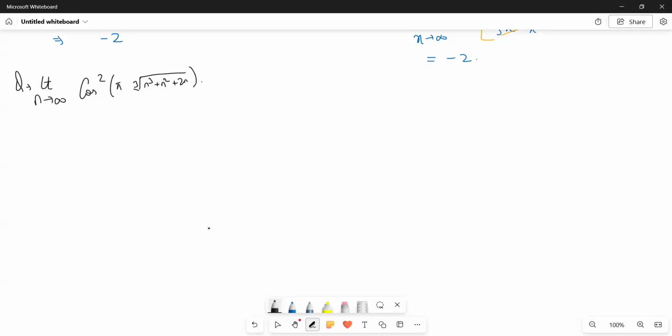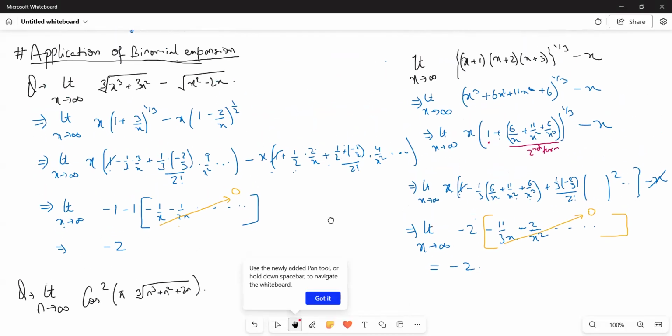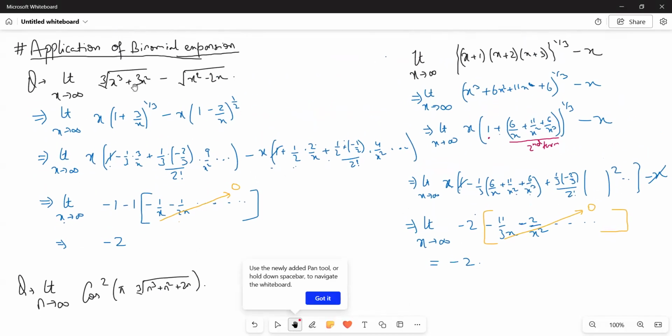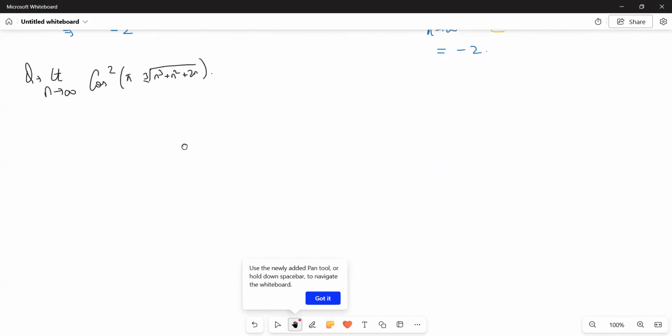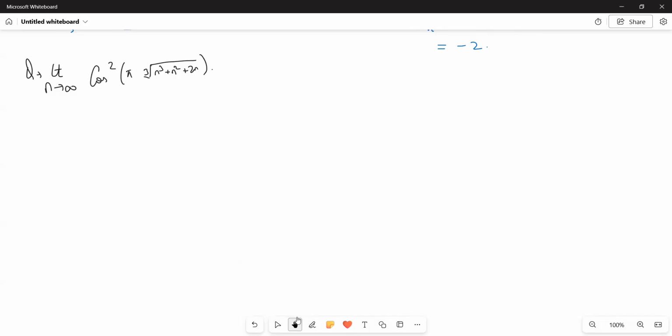Now, the reason I say that this is a slightly different scenario is because if you look at the previous two questions that we did, both of them are in the form of infinity minus infinity. Is everyone able to understand this? Both are in infinity minus infinity form. But this one is not in infinity minus infinity form. It is just n tending to infinity, cos square pi, and this part will become infinity, so cos square of infinite pi. So how do we deal with this?